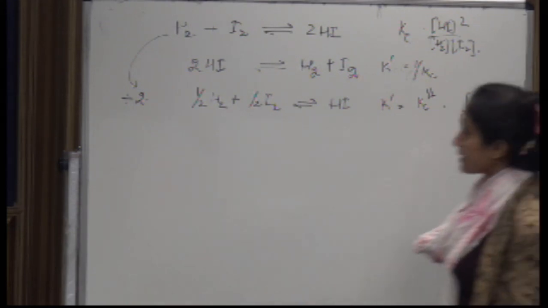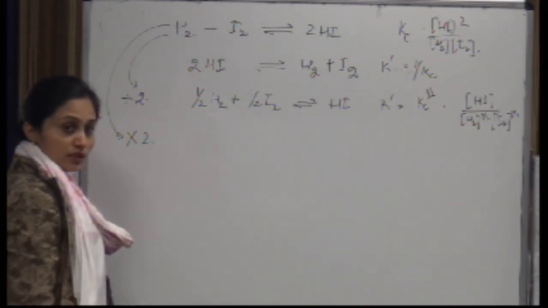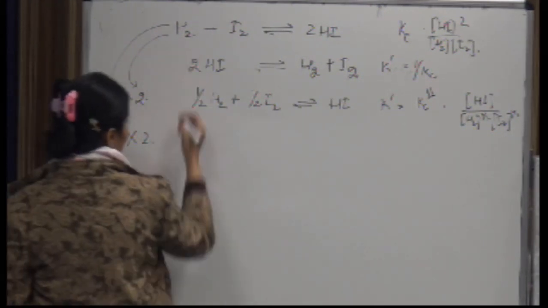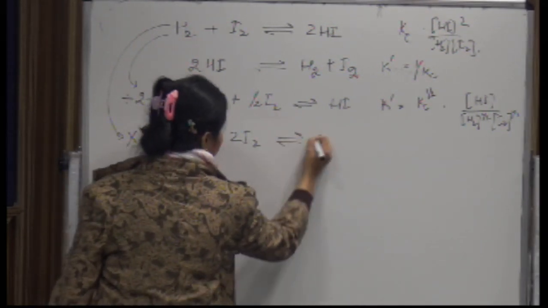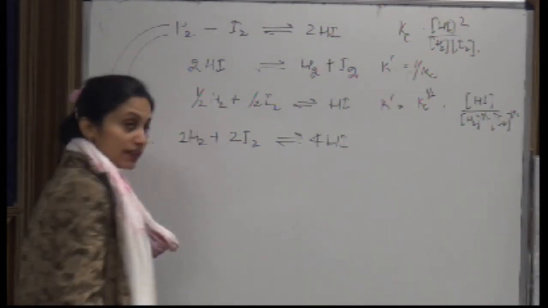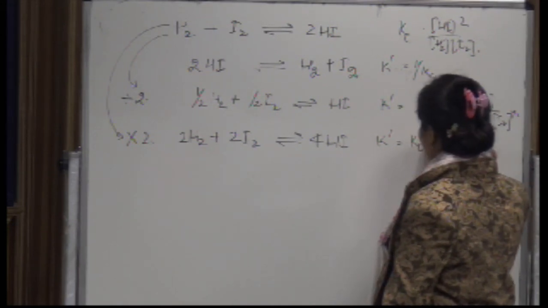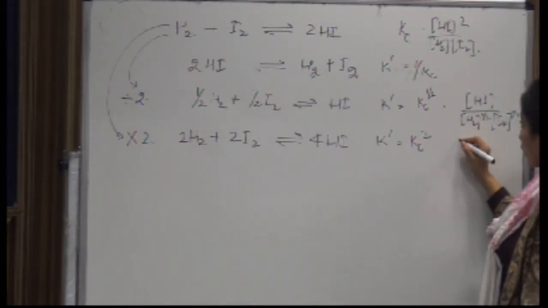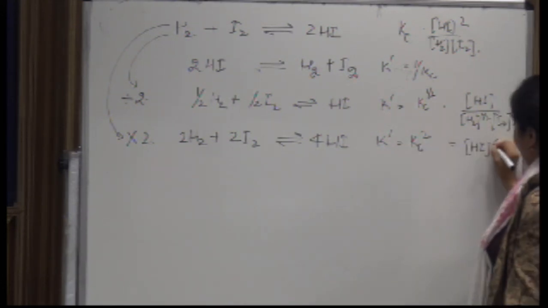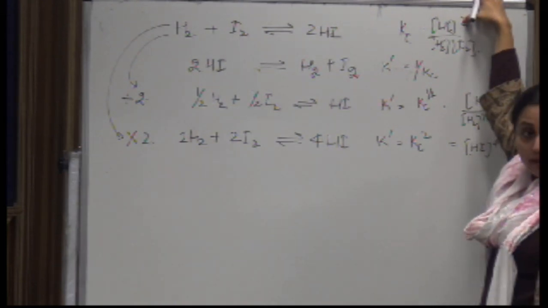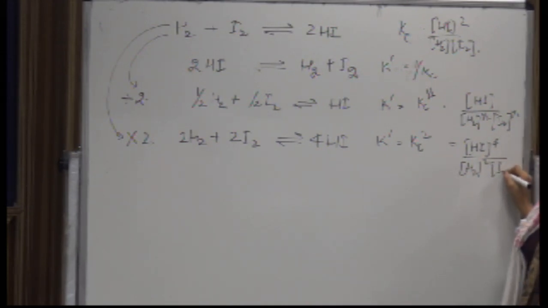And if I multiply this reaction now by 2, then what do I get? I get 2H2 plus 2I2, that will be giving me 4HI now. So in that case, what does my K dash become now? Now K dash will be equal to Kc square. You can check it out for yourself. What will be the equilibrium constant now? That will be equal to [HI] to the power 4, which is [HI] square to the power 2, upon [H2] to the power 2, [I2] to the power 2.